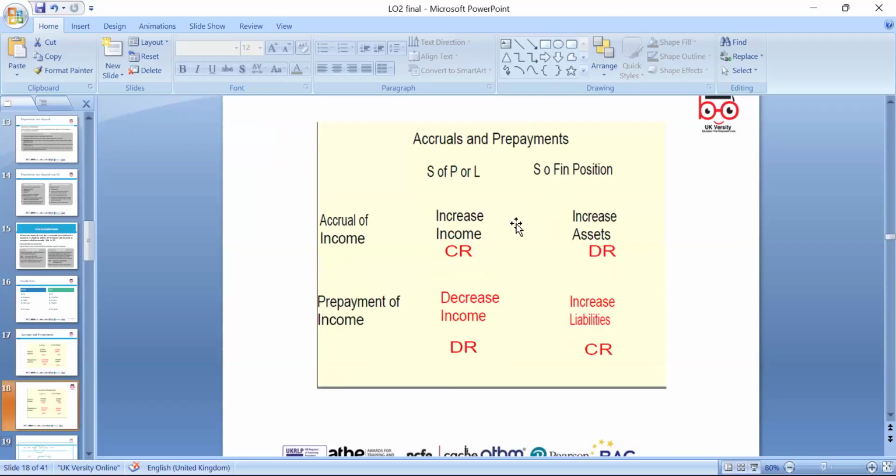And please, accrued income is the opposite of accrued expenses. Income earned but not yet received is a receivable income. So we can say income is a credit, and we debit trade receivables, which means the sales ledger control account. And prepaid income is a liability.